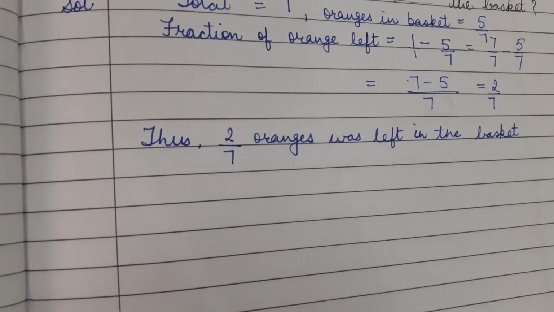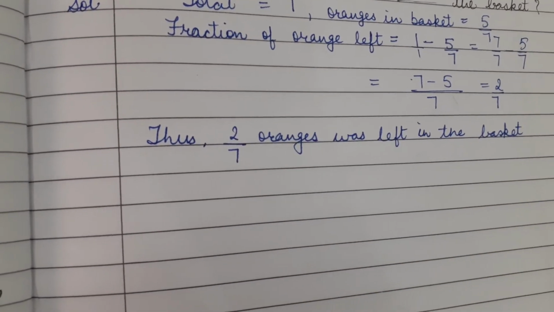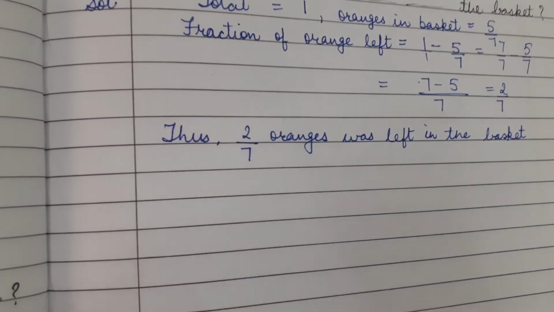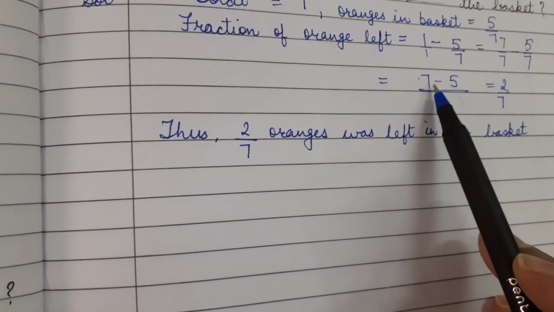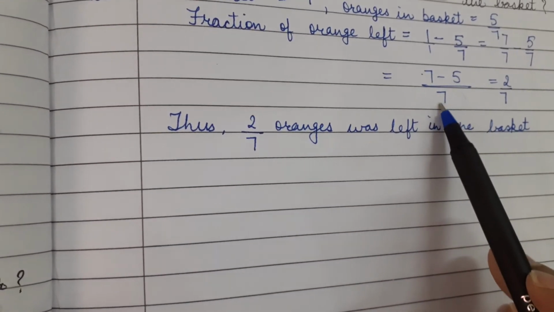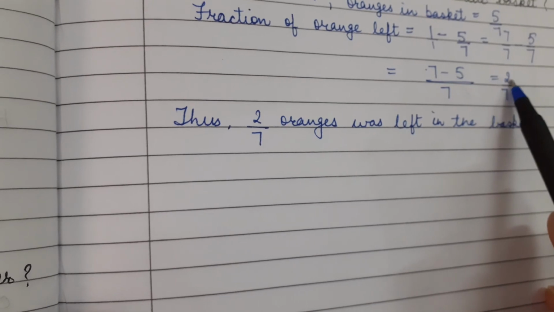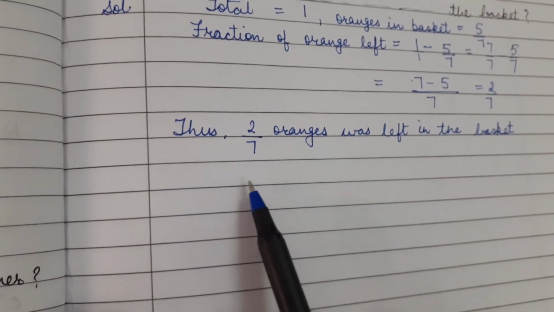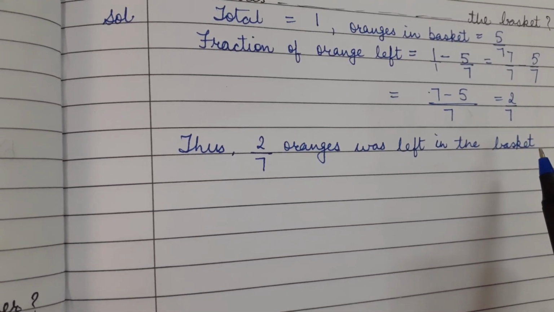So now these are like fractions. So first subtract the numerators, that is 7 minus 5 upon 7. 7 minus 5 is 2 by 7. So 2 by 7 of the oranges was left in the basket.